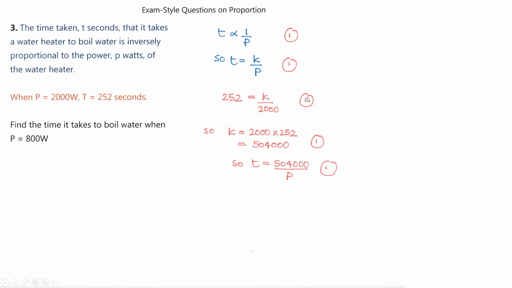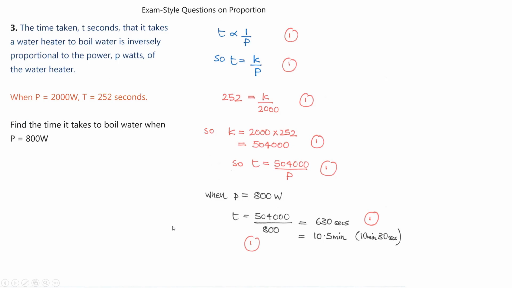So already we've got 1, 2, 3, 4, 5 marks. Next step would be to work out how long it's going to take to boil the water when P is 800 watts. Well, it's going to take more time because it's not as powerful as it was here. So when P is 800 watts, the time is going to be 504,000 divided by 800, and that gives us 630 seconds, which is 10.5 minutes, or 10 minutes and 30 seconds. And once again, you've got these marks for all these steps here.